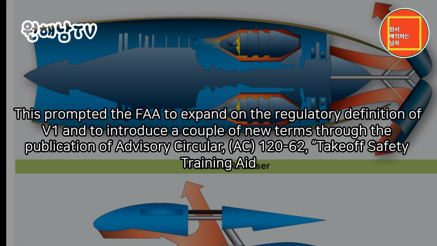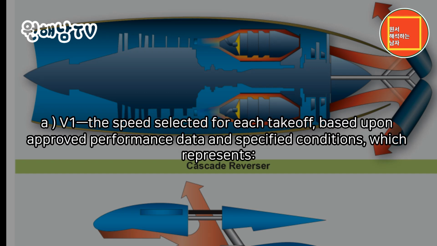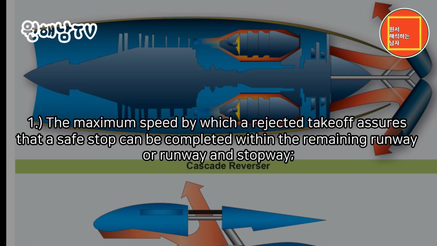This prompted the FAA to expand on the regulatory definition of V1, and to introduce a couple of new terms through the publication of Advisory Circular AC 120-62, Takeoff Safety Training Aid. The expanded definition of V1 is as follows. A. V1: the speed selected for each takeoff, based upon approved performance data and specified conditions, which represents 1. The maximum speed by which a rejected takeoff assures that a safe stop can be completed within the remaining runway or runway and stopway. 2.